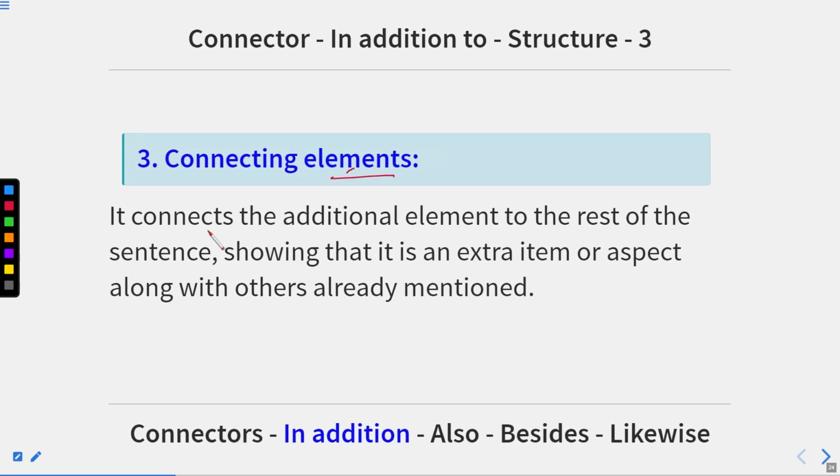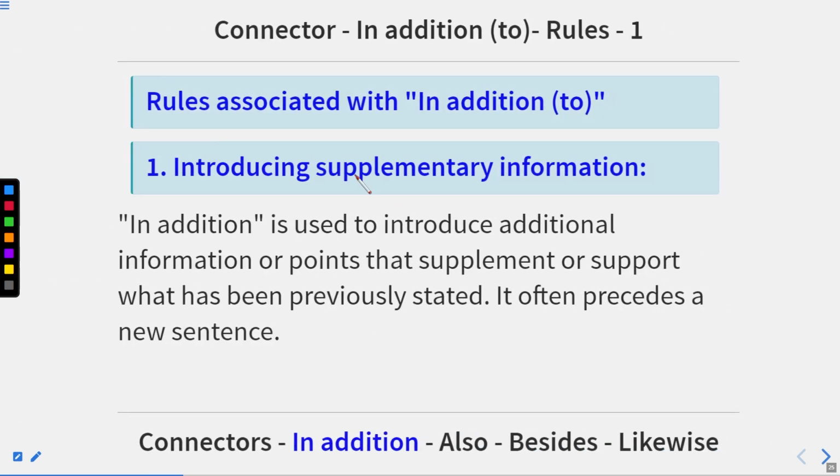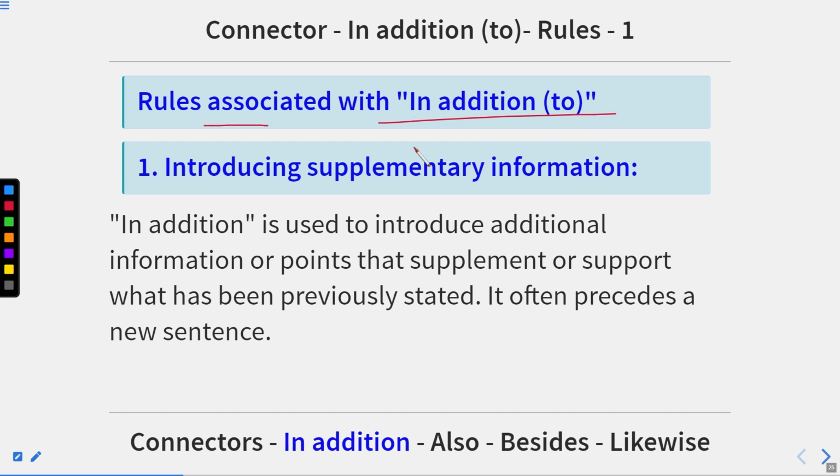Connecting elements, it connects the additional element to the rest of the sentence, showing that it is an extra item or aspect along with others already mentioned. The rules associated with in addition to, introducing supplementary information. In addition is used to introduce additional information or points that supplement or support what has been previously stated. It often precedes a new sentence.